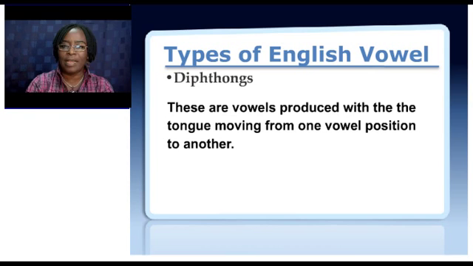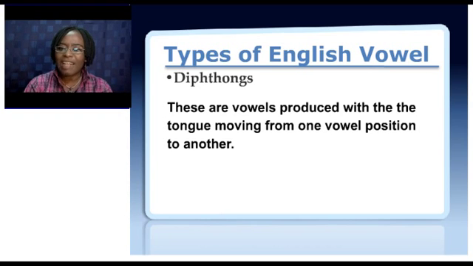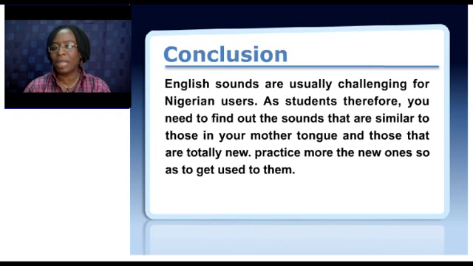In totality, there are 20 vowel sounds in the English language. 12 of them are pure vowels, called monophthongs, and 8 of them are diphthongs. English sounds are usually challenging for Nigerian users because the sounds of English are not the same as the sounds we use in our local languages.